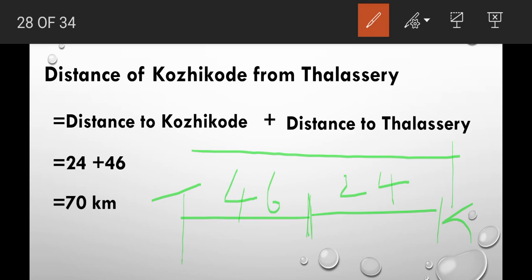That means we have to add these two values. 46 plus 24. The answer is 70 kilometers. So the distance to Kozhikode from Talasheri is 70 kilometers.